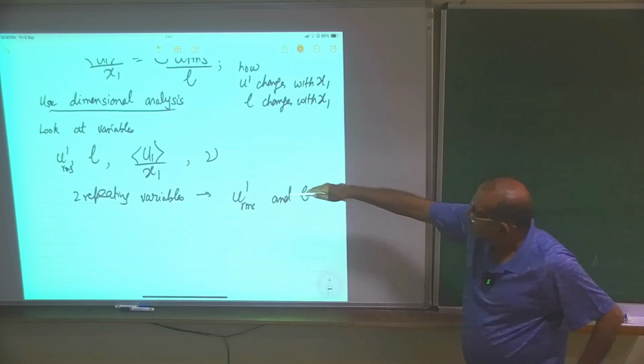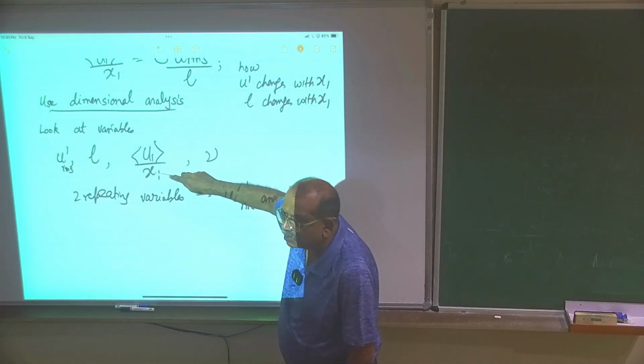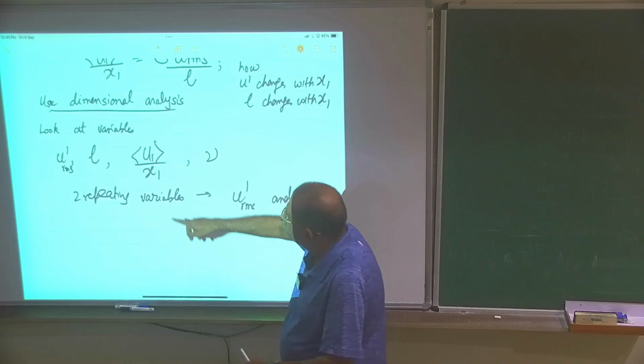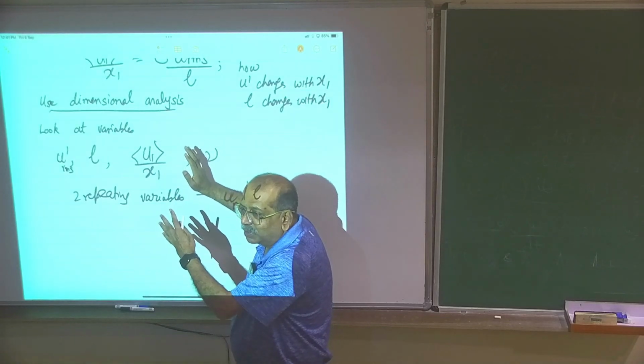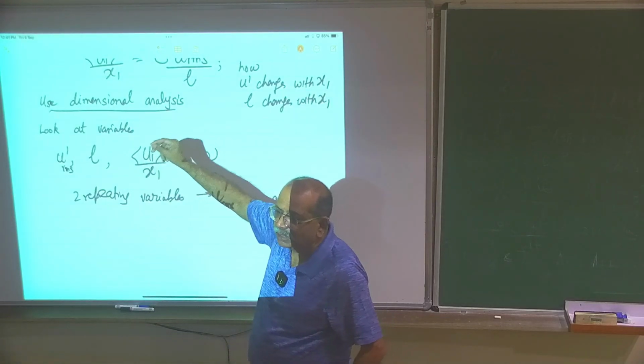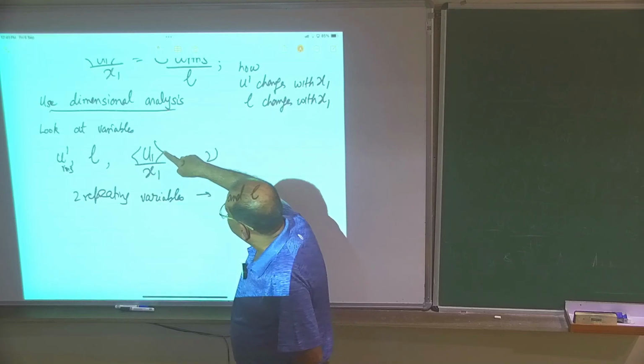So what will be the non-dimensional variable for u1 by x1? Of course, one way of doing it is u to the power of a, L to the power of b, times the dimension of u1 x1, equal to L0 M0 T0. But here it is obvious.